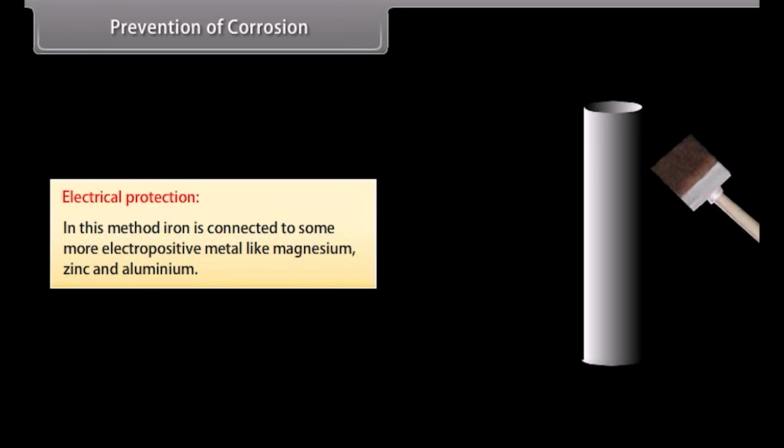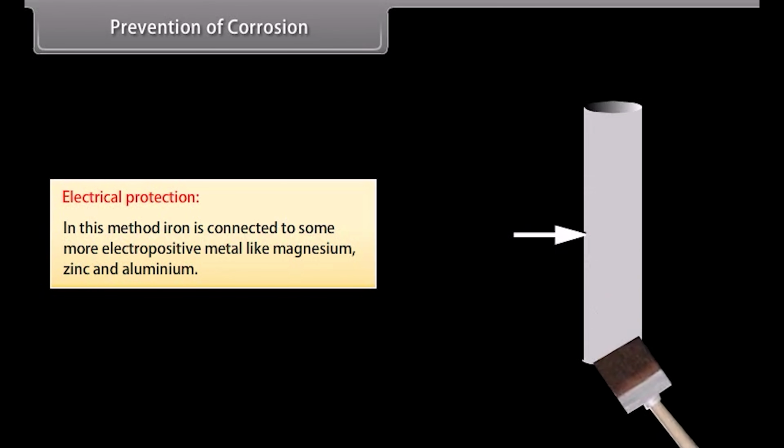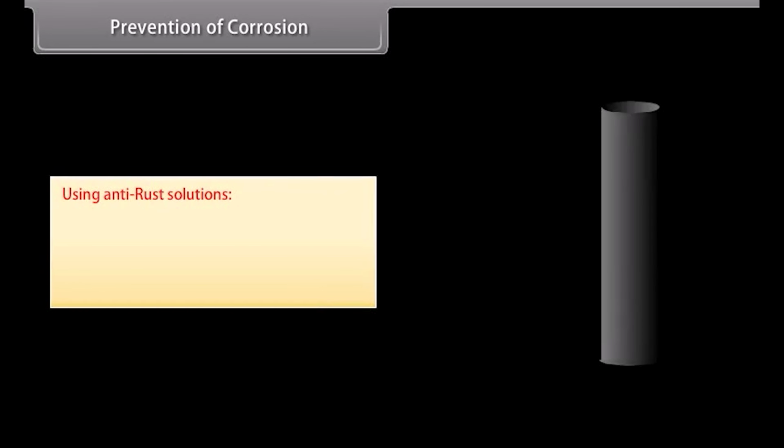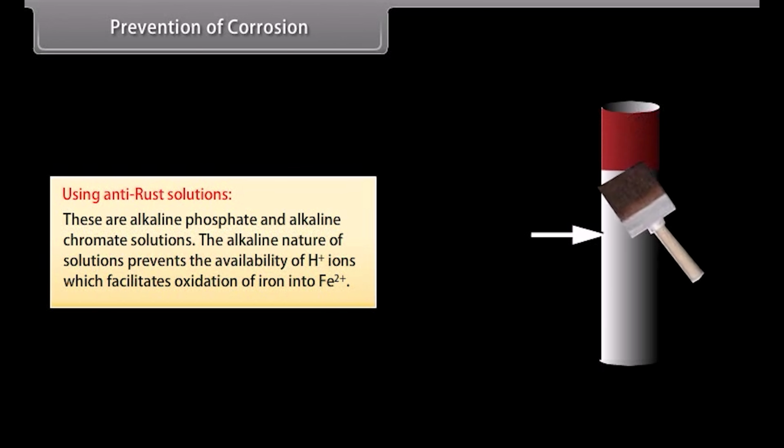Electrical protection. In this method, iron is connected to some more electropositive metal like magnesium, zinc, and aluminium. Using anti-rust solutions. These are alkaline phosphate and alkaline chromate solutions. The alkaline nature of the solutions prevents the availability of H+ ions, which facilitate oxidation of iron into Fe+2.